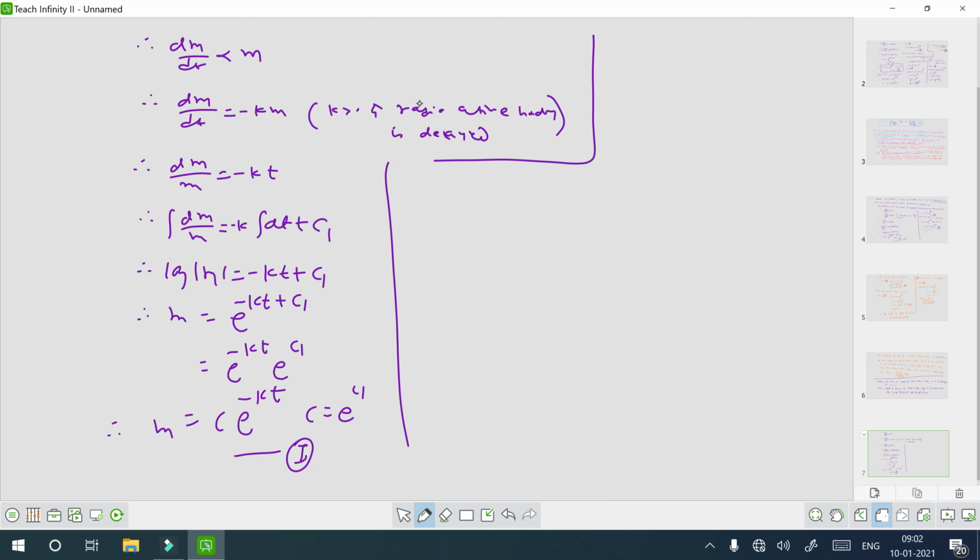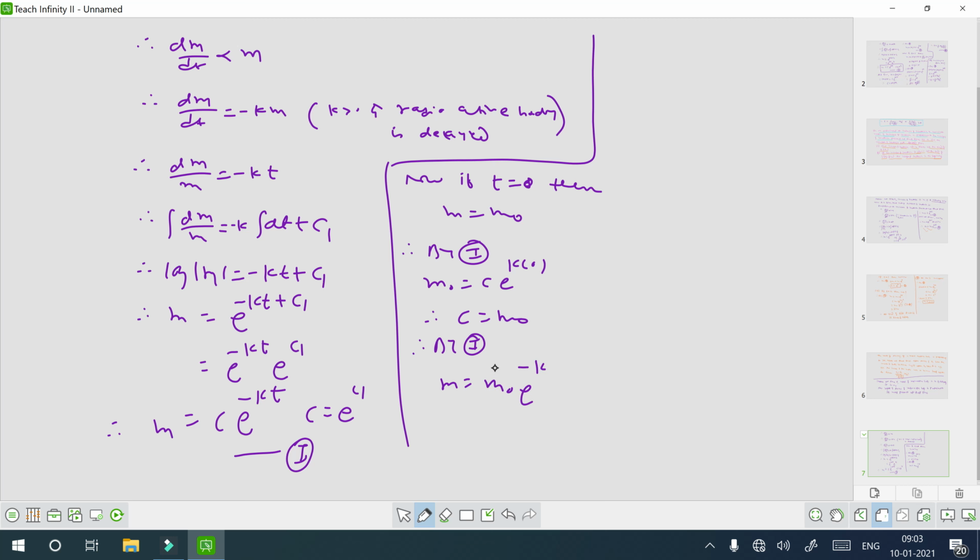Now initially, if t is equal to 0, then m is equal to m0, and therefore by 1, m0 is equal to c into e raised to 0. So c is equal to m0. Therefore by 1, m is equal to m0 e raised to minus kt. Call it result number 2.